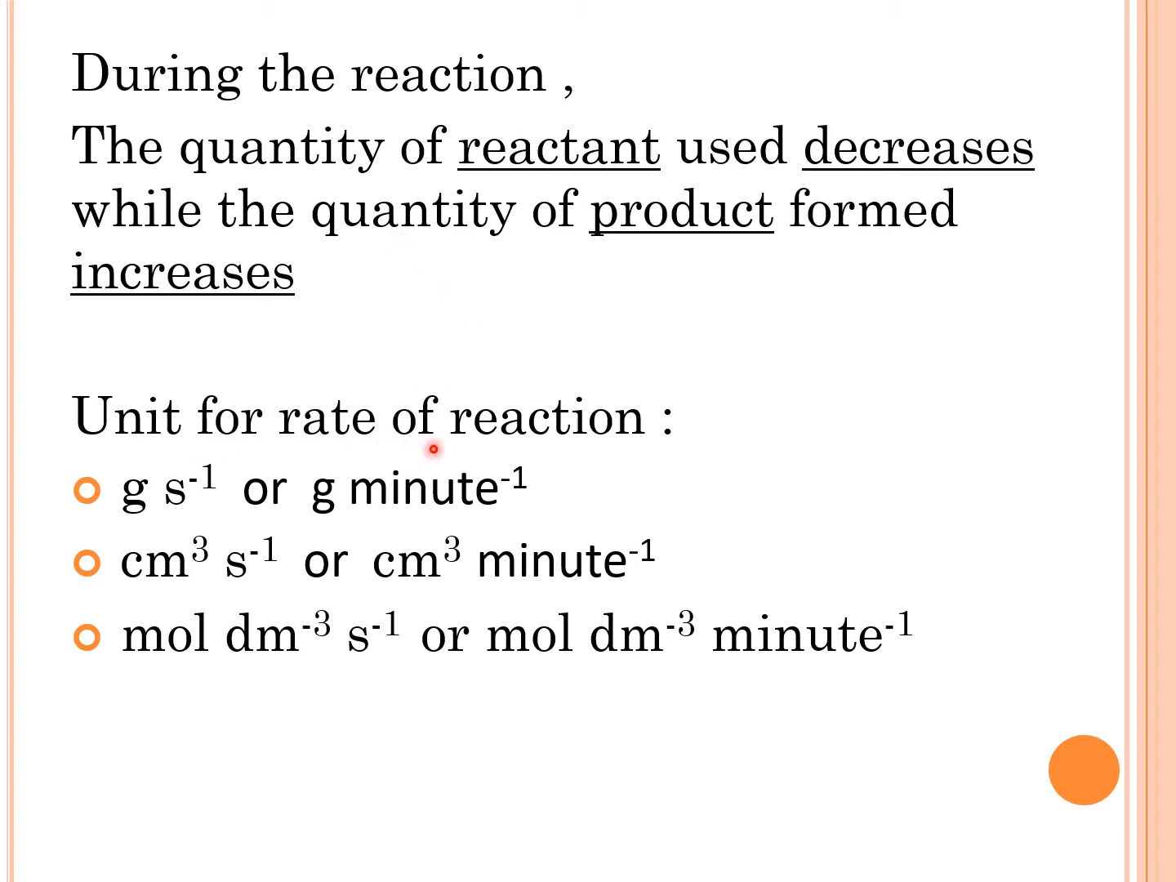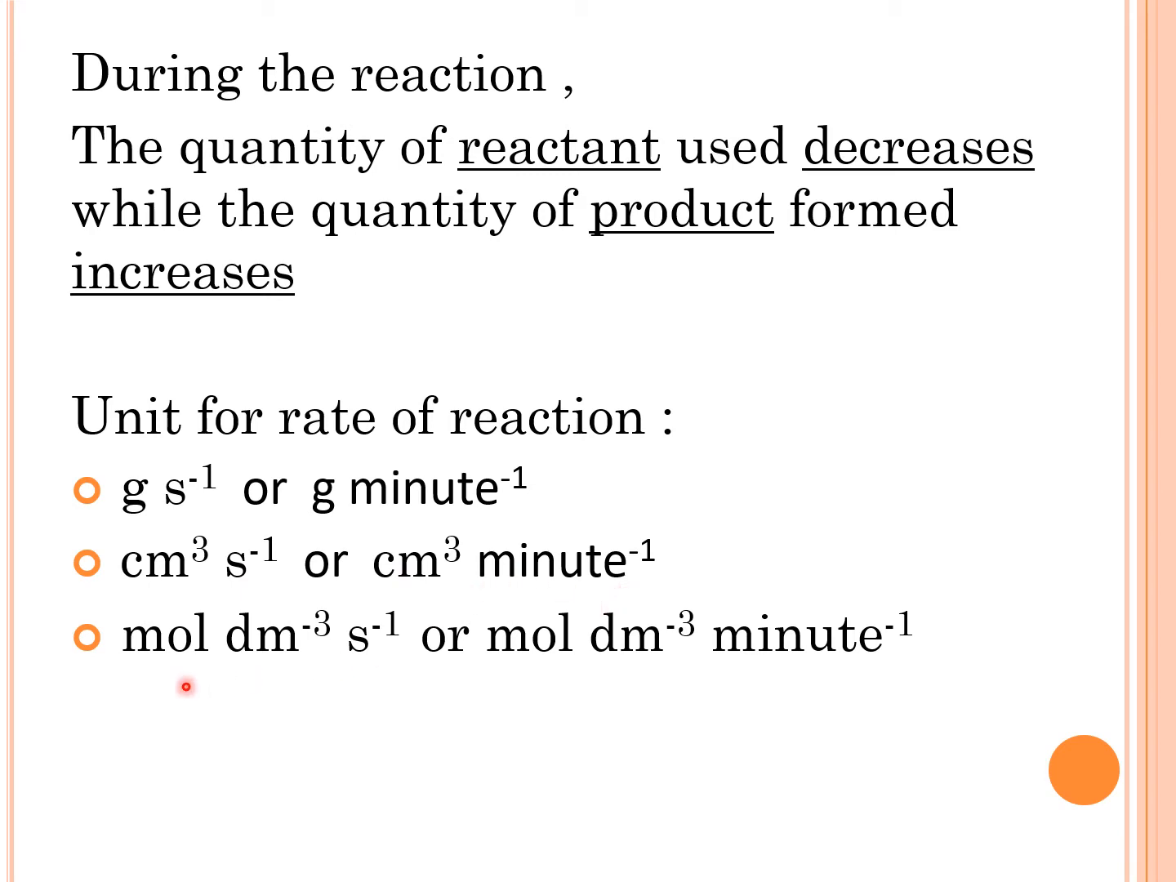So the unit for rate of reaction, these are some of the units we are going to use in this chapter. First one is gram per second. Maksudnya berat kepada masa, or gram per minute. So for time, you may use second or minutes. Okay. Centimeter cube per second. Oh, this is special for gases. Centimeter cube is the volume of the gases per unit time, which is second, or centimeter cube per minute.